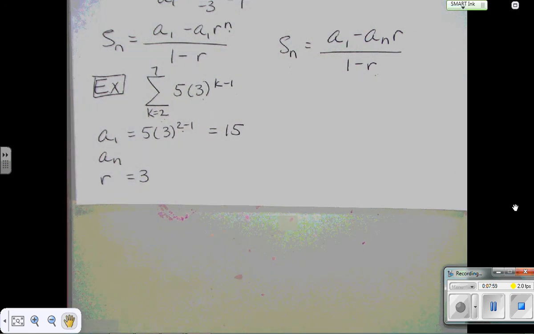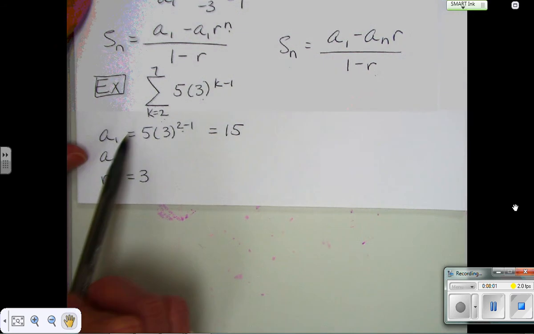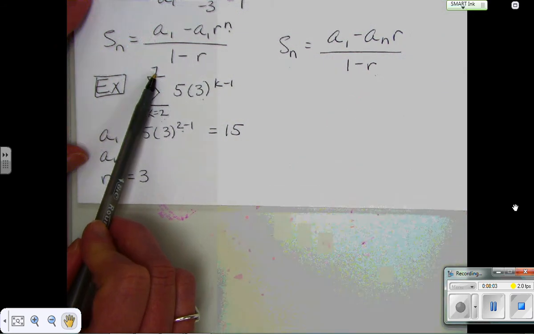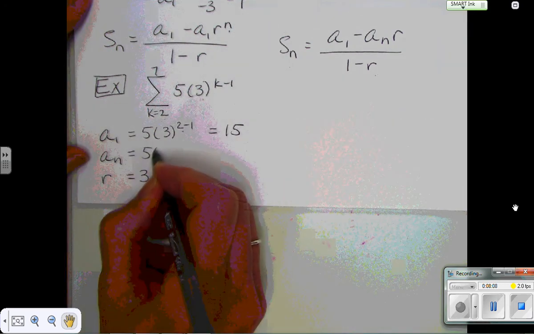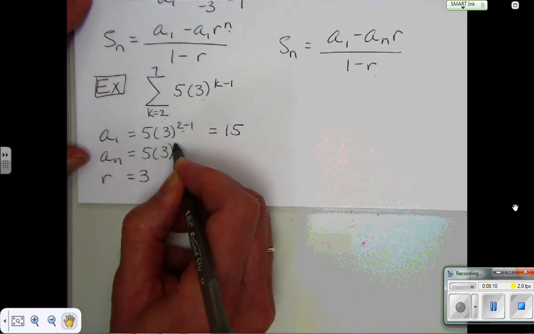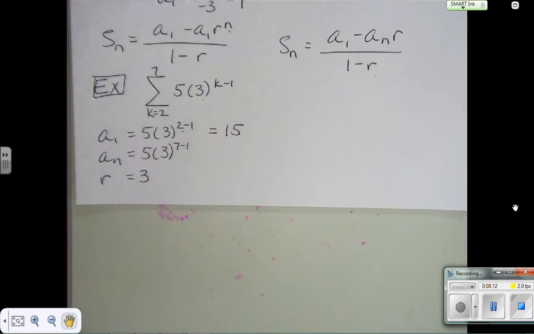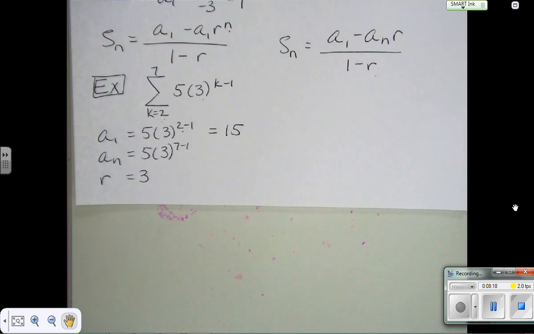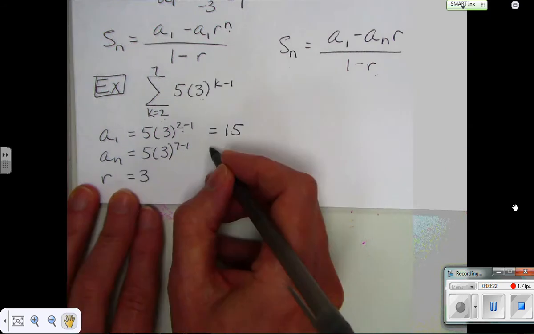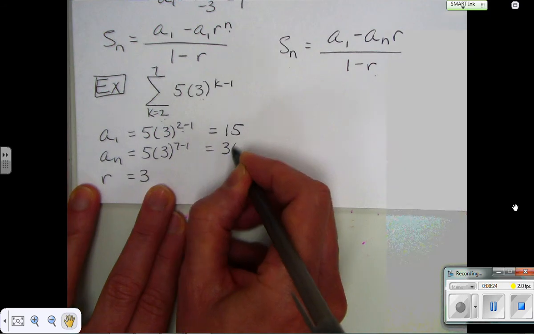A sub n is going to be a little bit bigger, because for a sub n, I'm going to take the top number and substitute it in for k. So that one is going to be 5 times 3 to the 7 minus 1 power. So I want to raise 3 to the 6th power and then multiply by 5. And I'm getting 3,645.